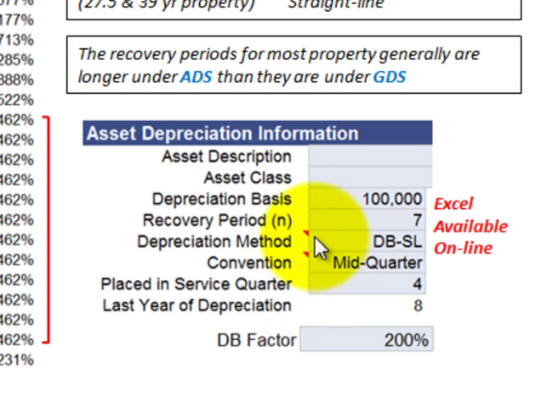And then in the case where you have the mid-quarter, you have the placed-in-service date, and you define what quarter you're putting it into: first, second, third, or fourth. And then one other thing, you have your declining balance factor, in this case 200% versus 150%. So again, make good use of any of these Excel tables that are available online for calculating your depreciation, or to cross-check what you're doing.